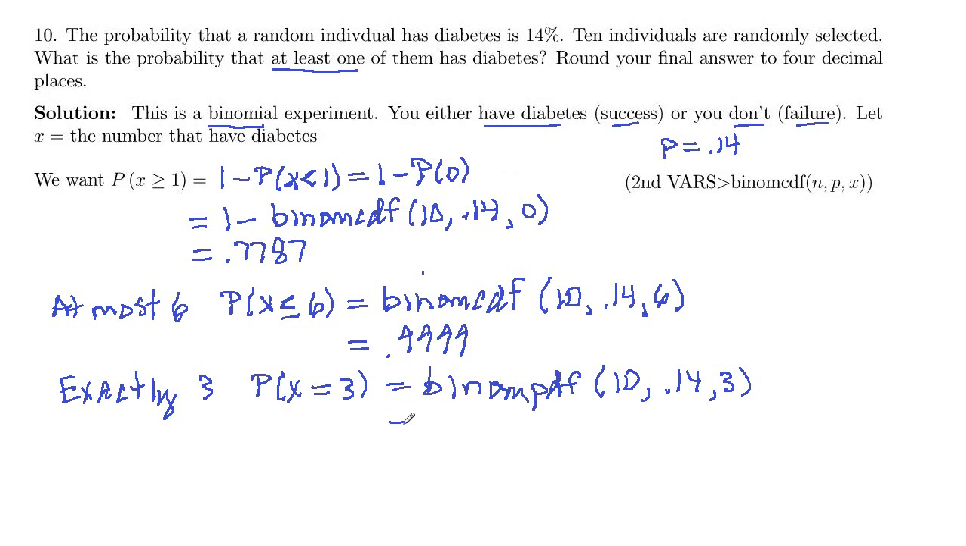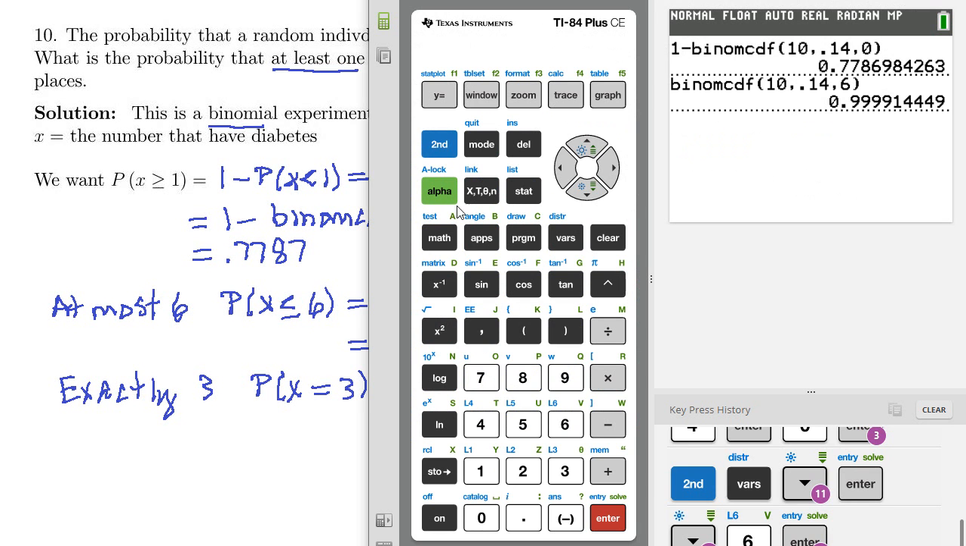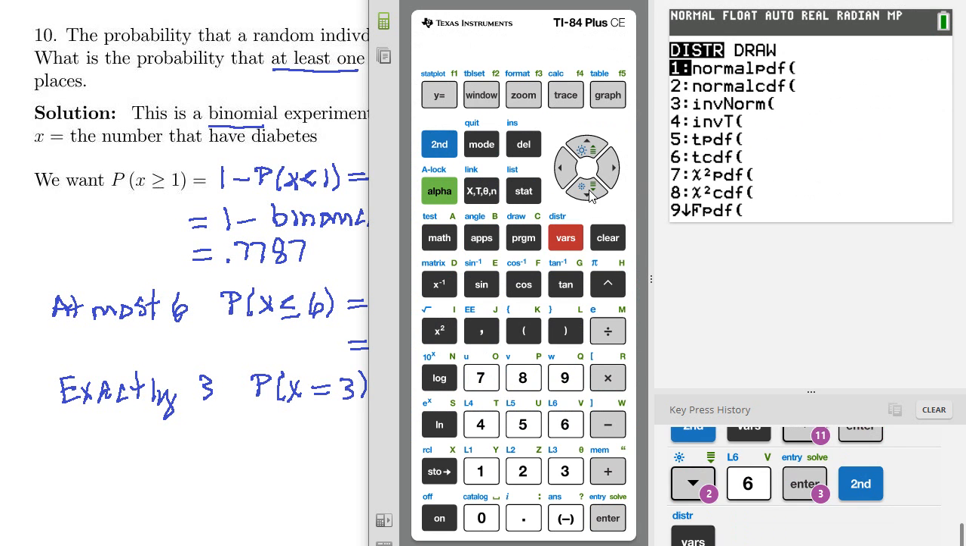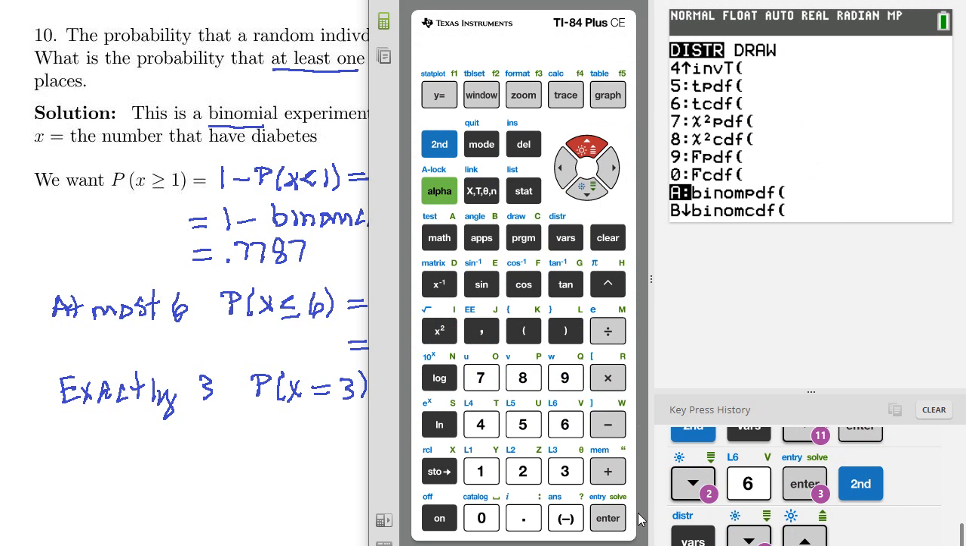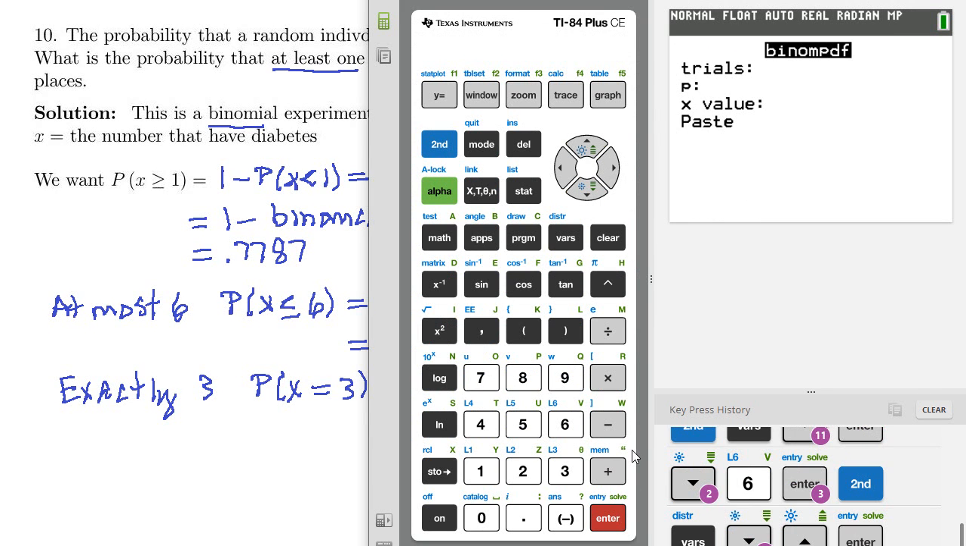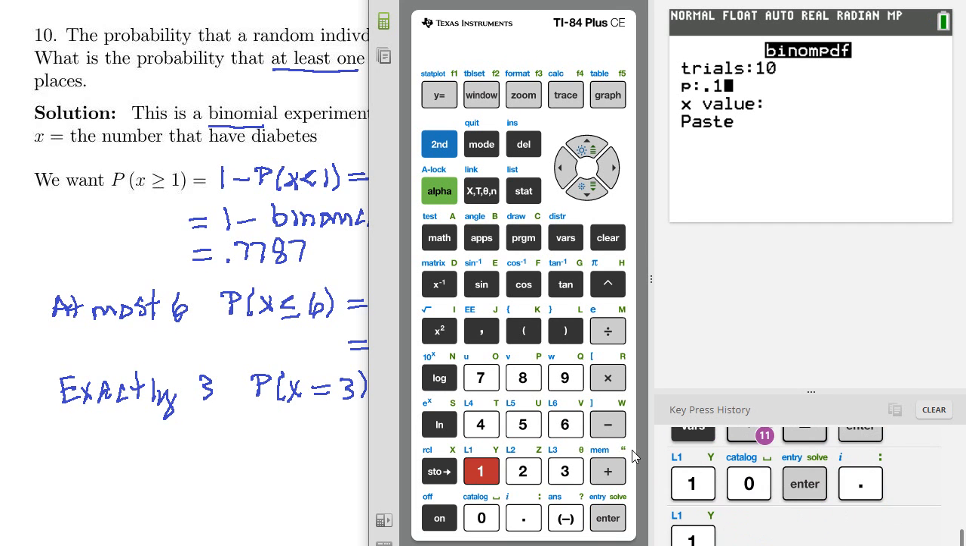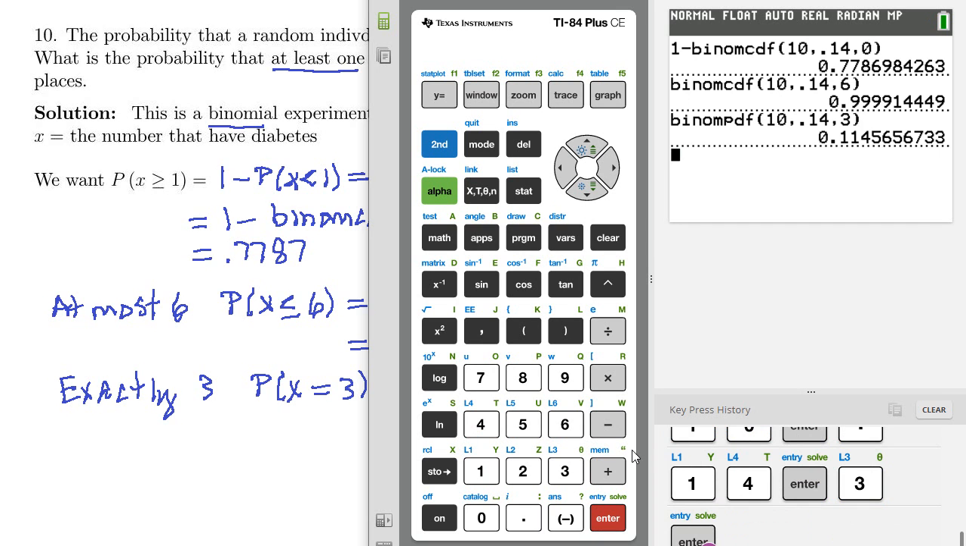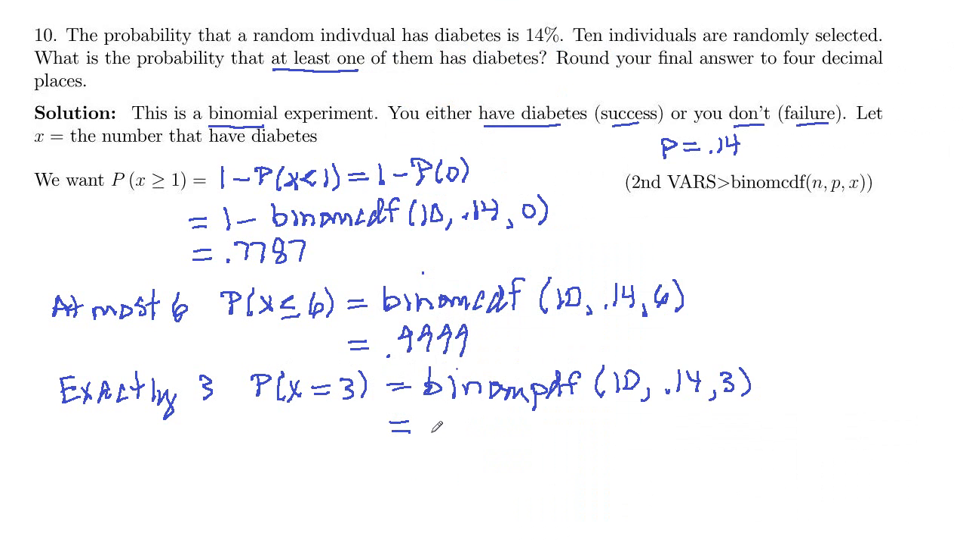So let's compute that. Second variables, scroll down. So PDF is A. So 10 trials, 0.14 success. X is 3. Paste it. 0.1146. So 11.46% chance that exactly 3 would have diabetes.